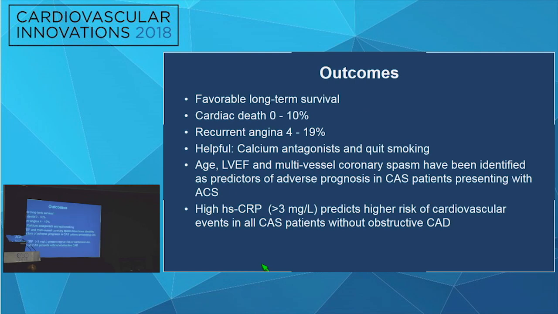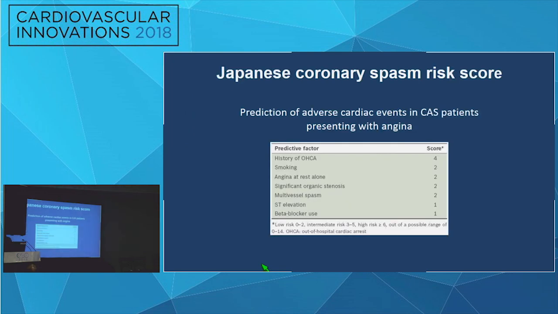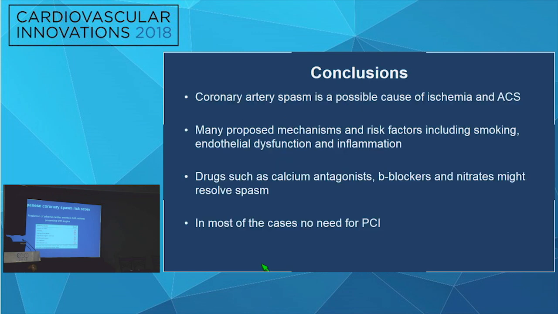And in these cases, most of the patients are doing fine in long-term outcome. However, this patient had a multivessel coronary spasm that sometimes has been identified as a predictor of adverse prognosis. And the patient had also a high-risk coronary spasm score that classified him as a very high-risk patient.